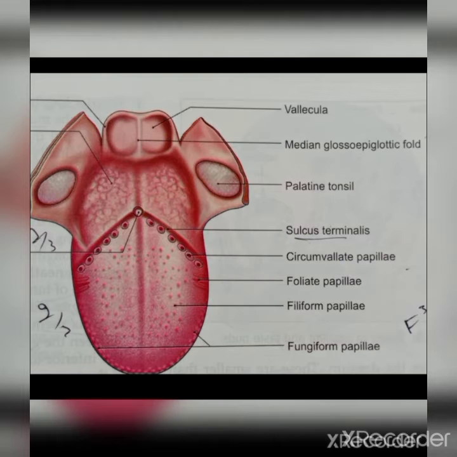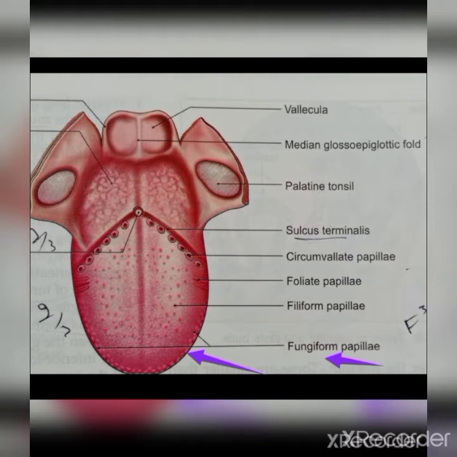Friends, let's talk about circumvallate papillae. Friends, it is also known as vallate papillae. As you can see over here, these circumvallate papillae are situated immediately in front of the sulcus terminalis. Each papilla is a cylindrical projection surrounded by a circular sulcus. The walls of the papillae have taste buds.